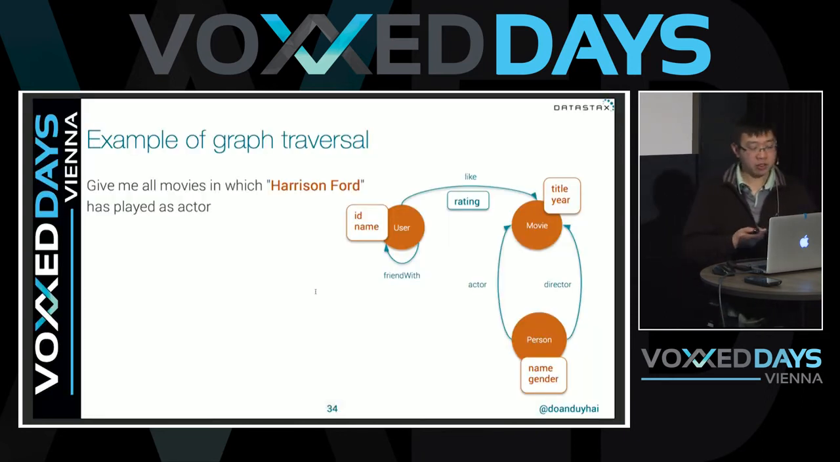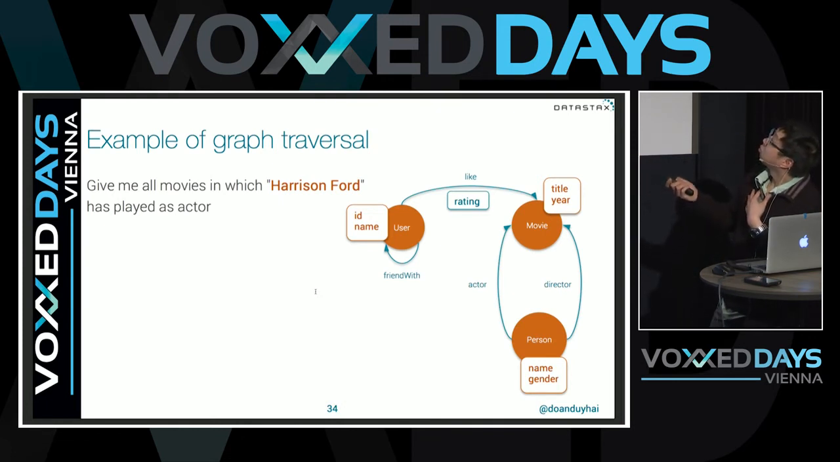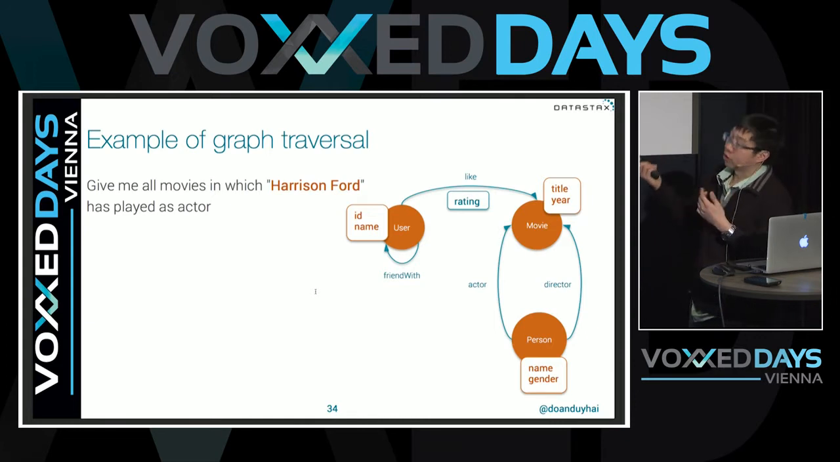So let's give some examples. This is my graph here. I have persons, I have movies, and I have users. So one person can be an actor of a movie and can also be a director of a movie. So I want to know all the movies in which Harrison Ford has played as an actor. So what is my query? How can I query my graph database using Gremlin to answer this question?